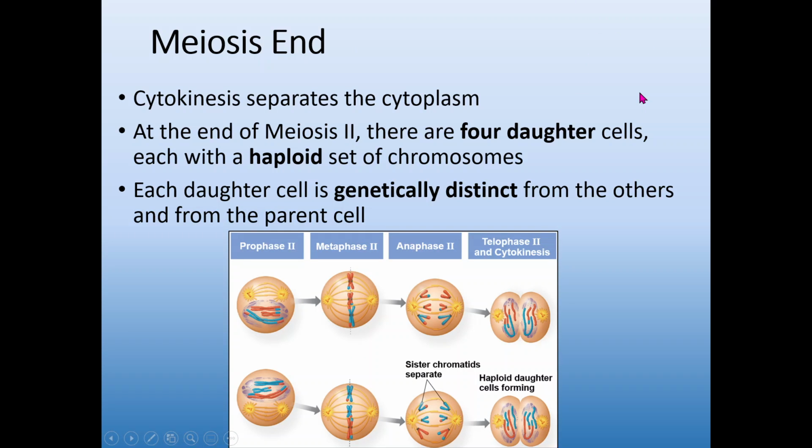Meiosis ends the same way as mitosis does. So you're going to have that cytokinesis through the process of cleavage. That's going to separate the cytoplasm. And again, we're going to end with 4 daughter cells.